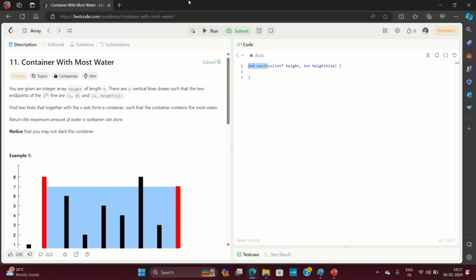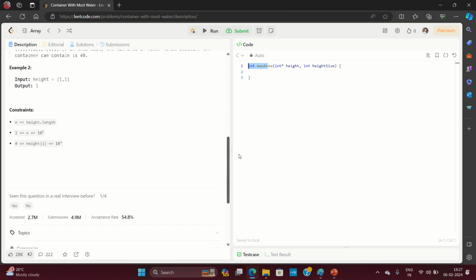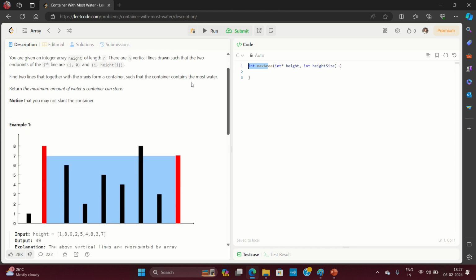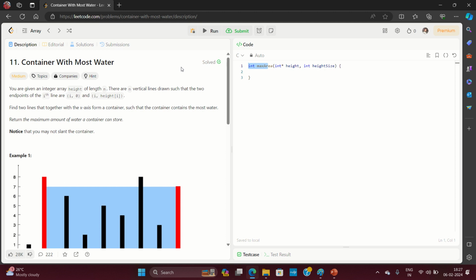Hello, good evening, guys. Today I will be discussing one of the most important problems from LeetCode in this placement series, that is Container With Most Water.